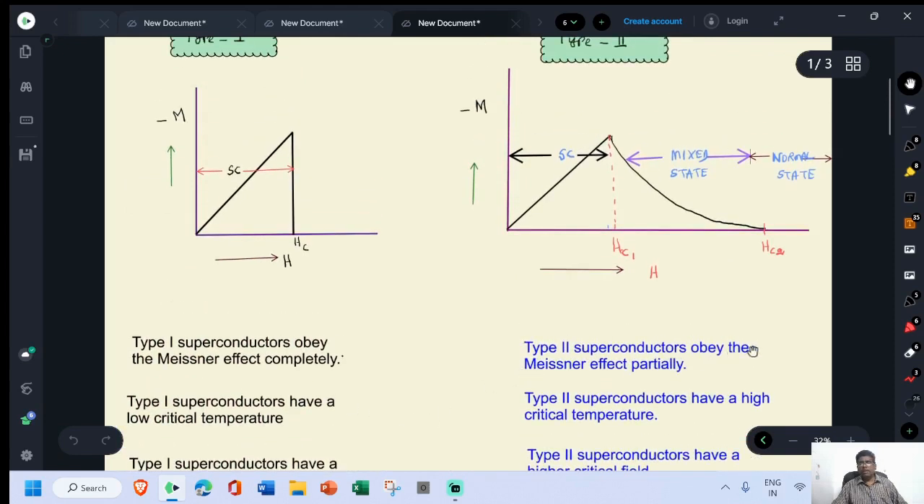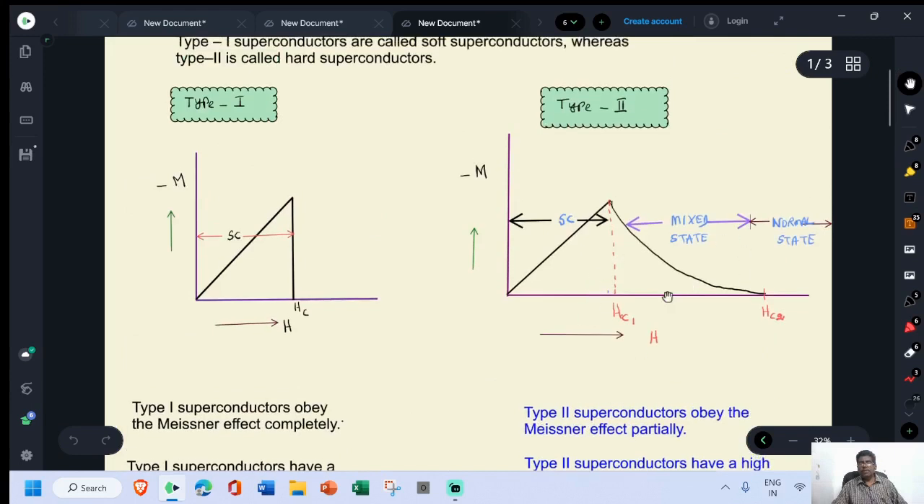Type 2 superconductors obey the Meissner effect partially. See this graph, here we are having two critical field values. If the field value is lesser than HC1, the specimen acts as a superconductor perfectly. It obeys the Meissner effect completely in this region.